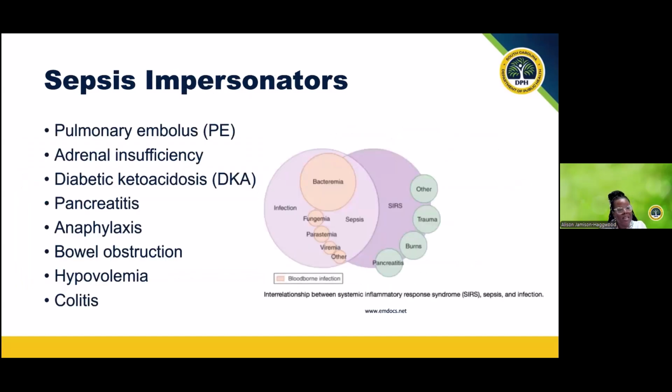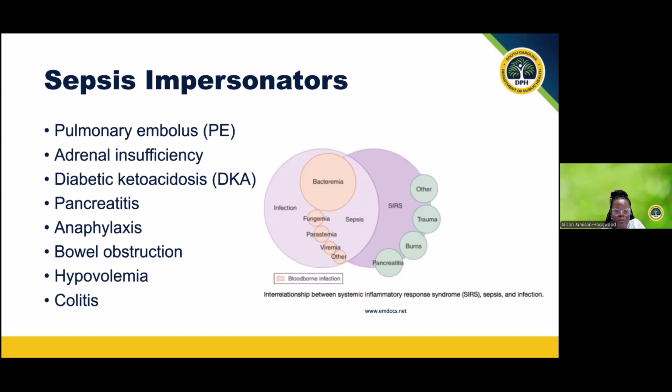And now we're going to look at some sepsis impersonators. So there are different conditions that may mimic sepsis. And so they're listed here, possibly a pulmonary embolus, adrenal insufficiency, DKA, pancreatitis, anaphylaxis, a bowel obstruction, hypovolemia, or colitis. And these are common causes of some misdiagnosis in emergency departments.